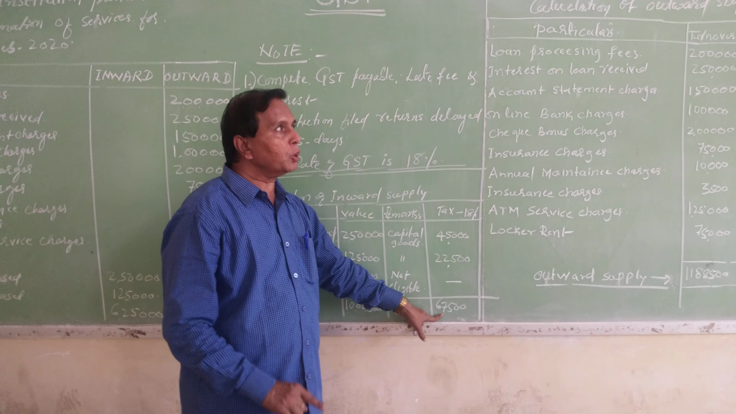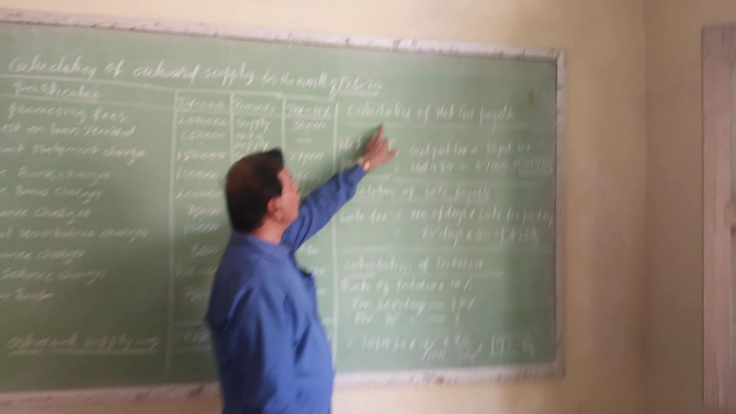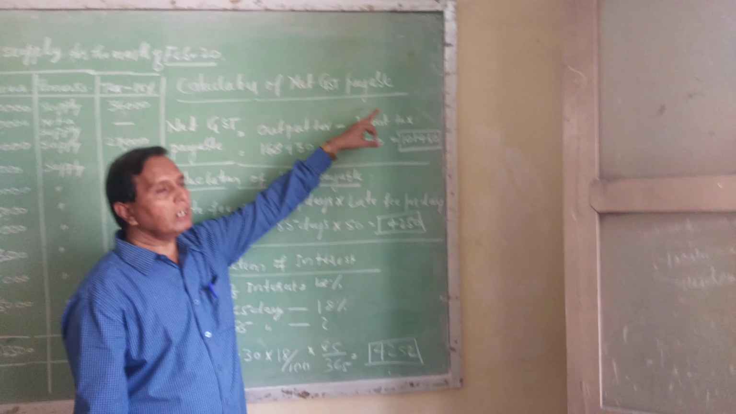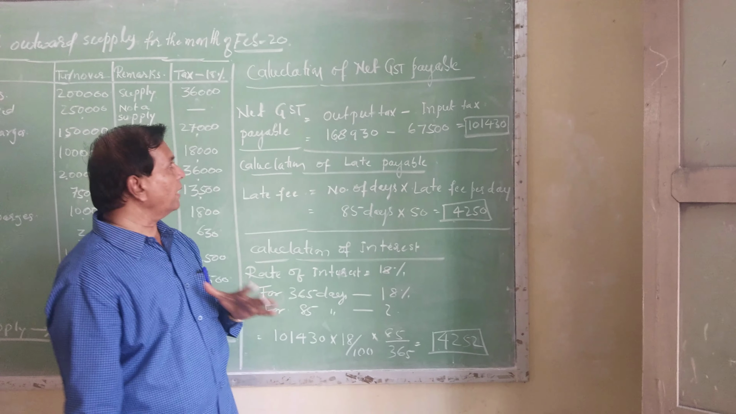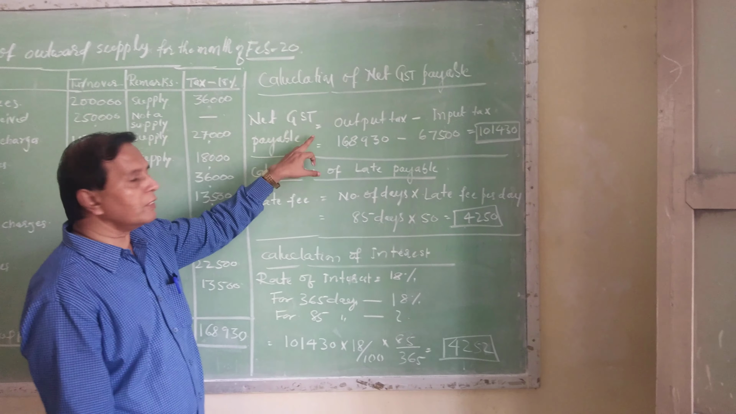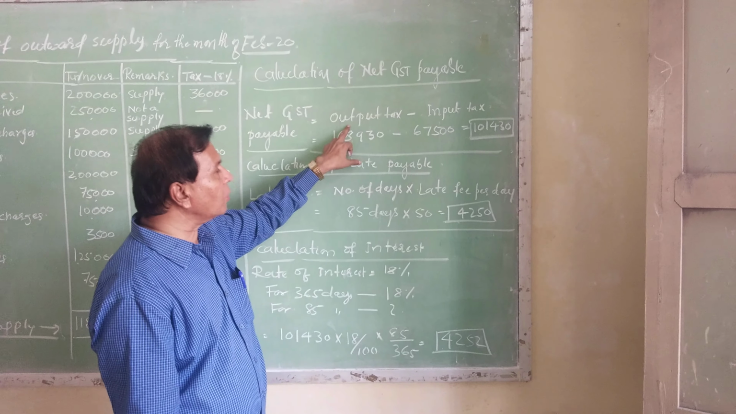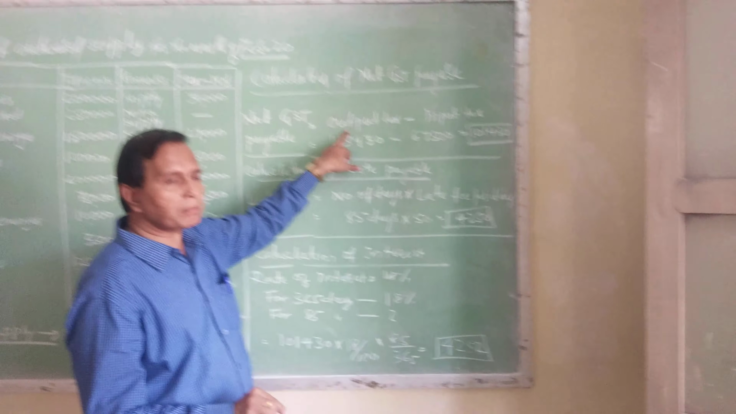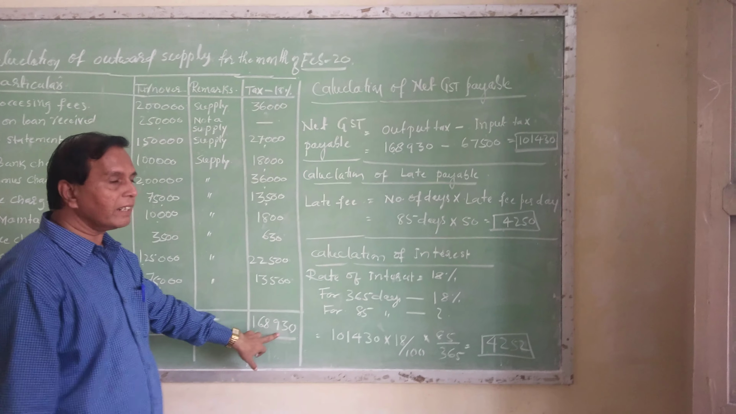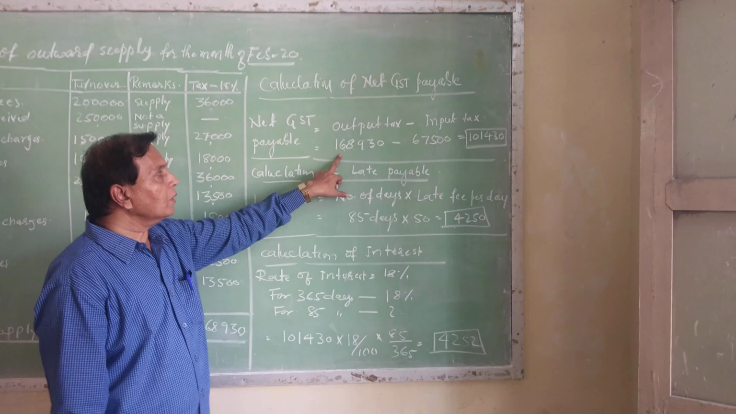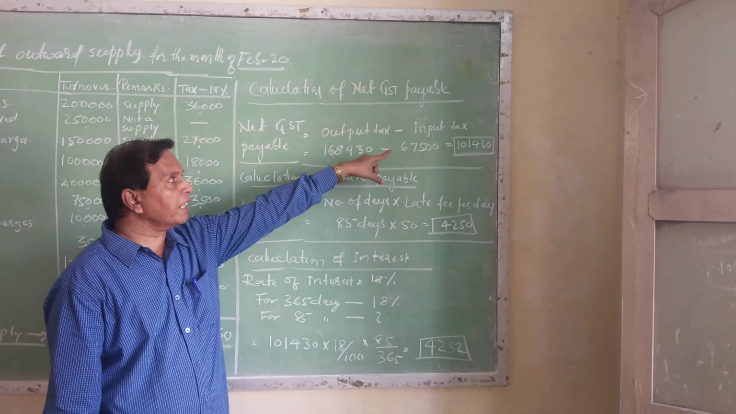Now we have to calculate the net GST payable. How to calculate the net GST payable? There is a formula applicable. Net GST payable is equal to output tax minus input tax. Already we have calculated output tax. Output tax means outward supply. It is here 1,68,930. The same amount should be taken here, 1,68,930, minus inward supply, that is known as input tax.